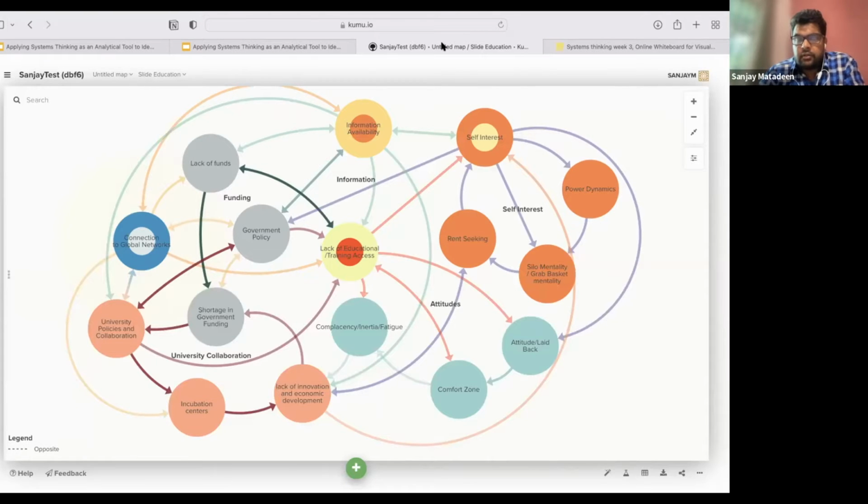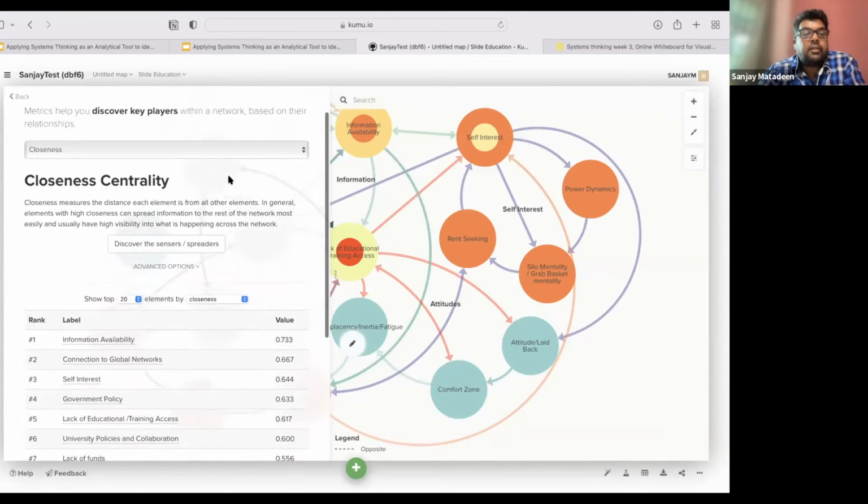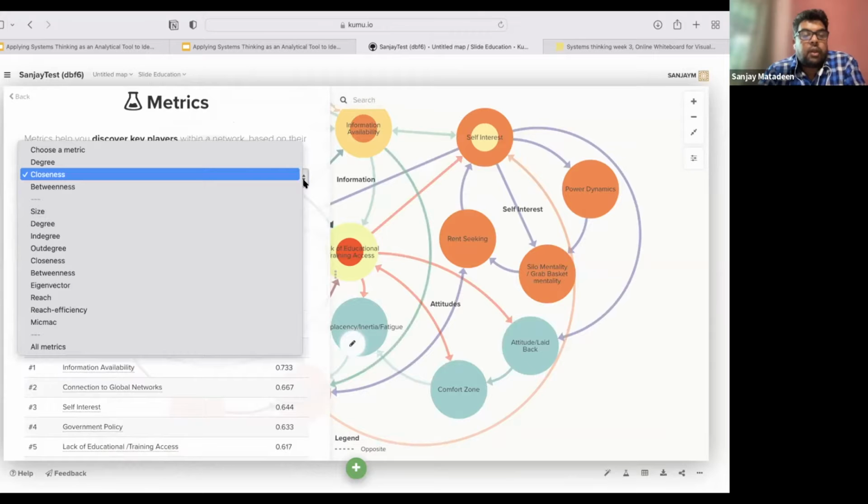As I've said, this is available on Kumu Matrix. It does it automatically for you, but there's also help for you to learn how to use it, because there are at least 20 metrics that you can look at. So it's somewhat complex.